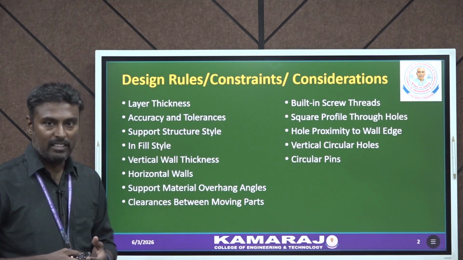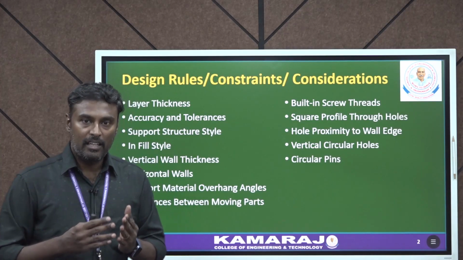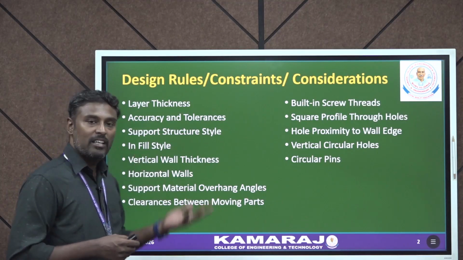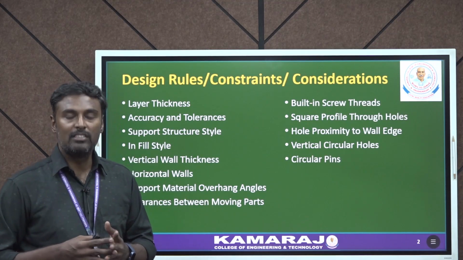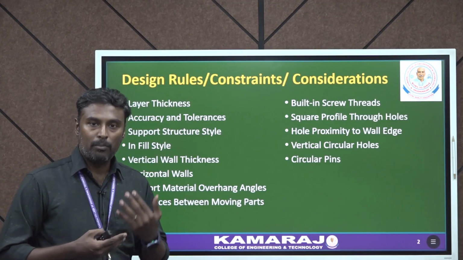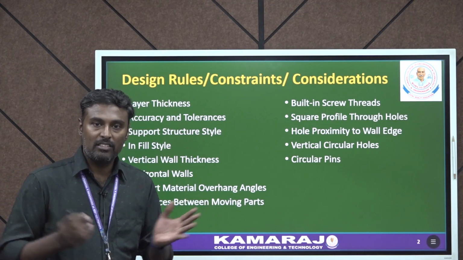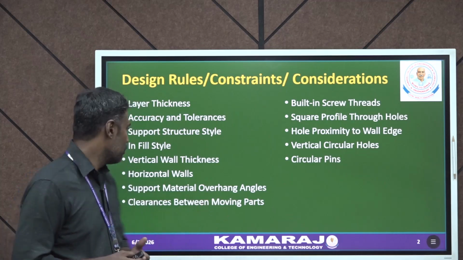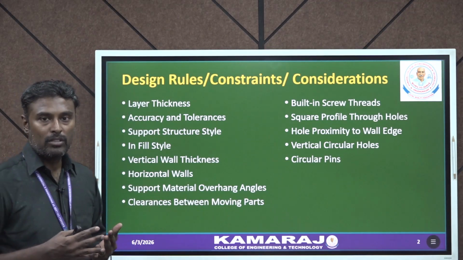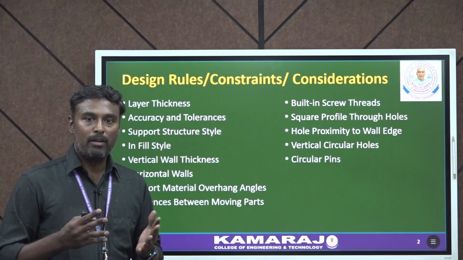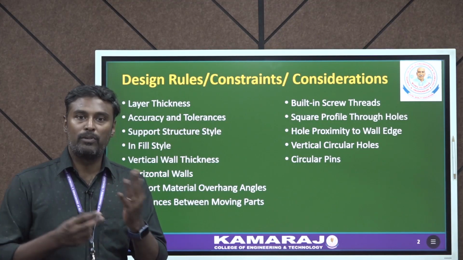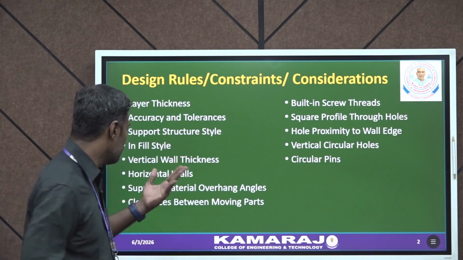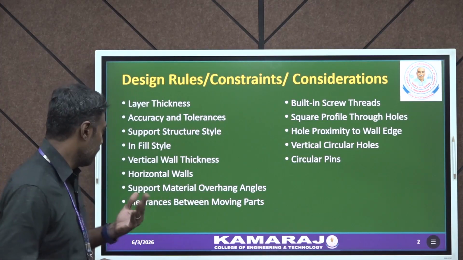Then the accuracy and tolerances. For every design, there is an objective of some accuracies and design tolerances, and the support structure style. There are 3 types of support structures in most open source software. We need to choose whether we need wide support structures, narrow support structures or tree support structures, which is essential for selecting the 3D printing process. Then the infill style. In most open source software, the infill style may vary; it may be a simple rectangular one or a hexagonal one. There are several types of infill structures, so we have to select the correct one accordingly.